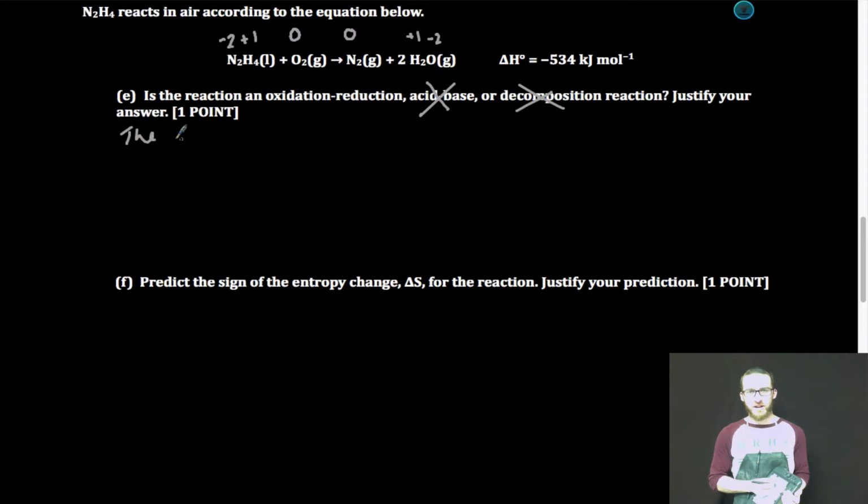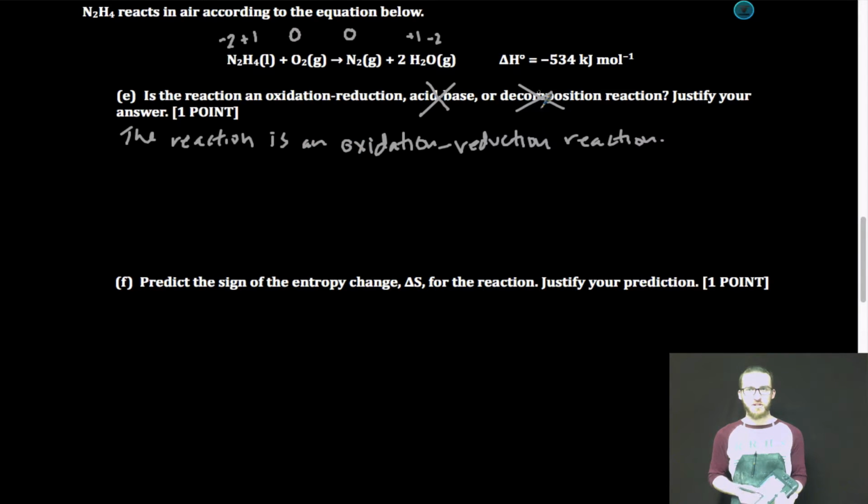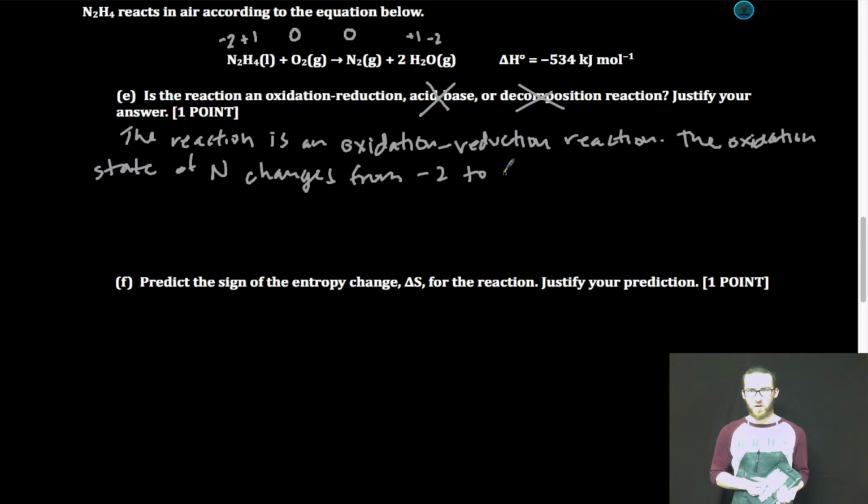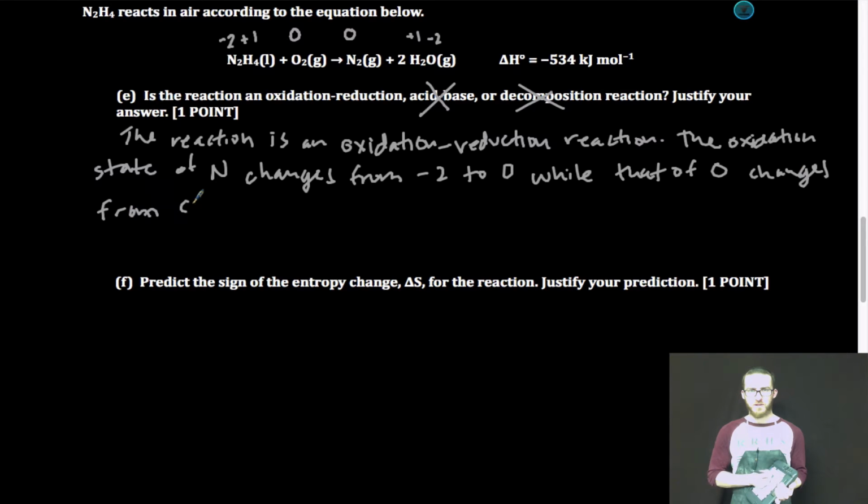The reaction is an oxidation reduction reaction. Let's be sure to justify. The oxidation state of nitrogen changes from minus 2 to 0, while that of oxygen changes from 0 to minus 2. Nitrogen has been oxidized, oxygen has been reduced.